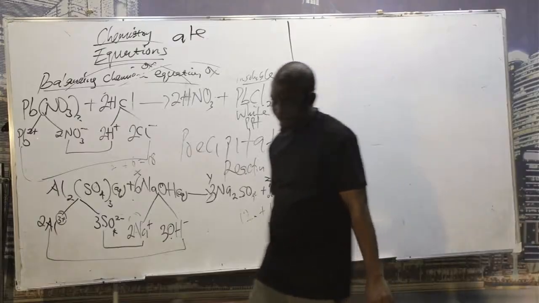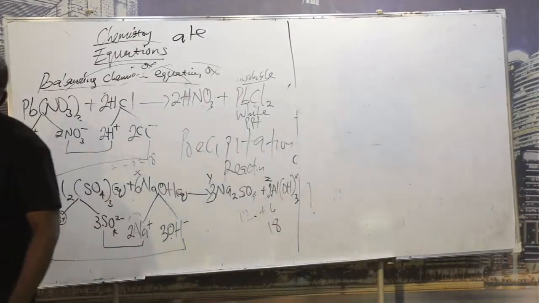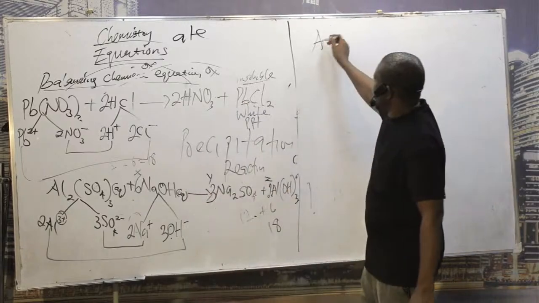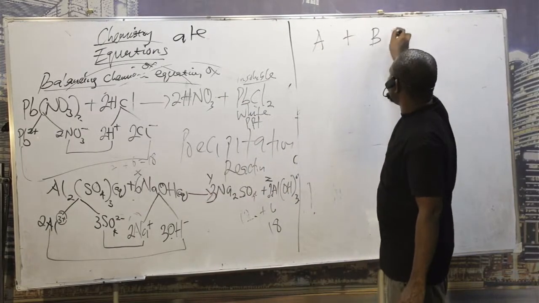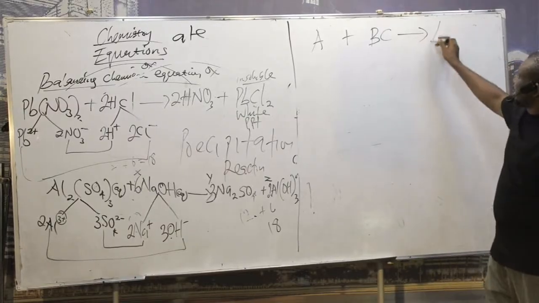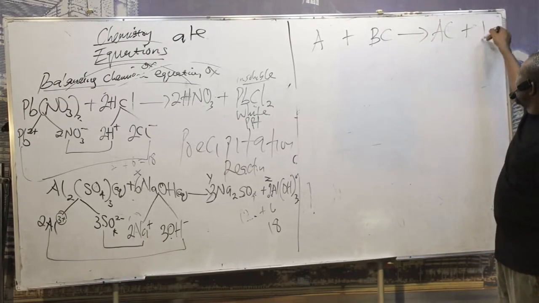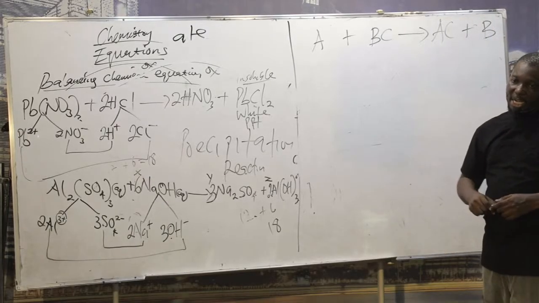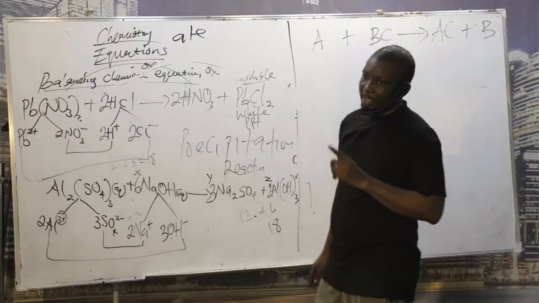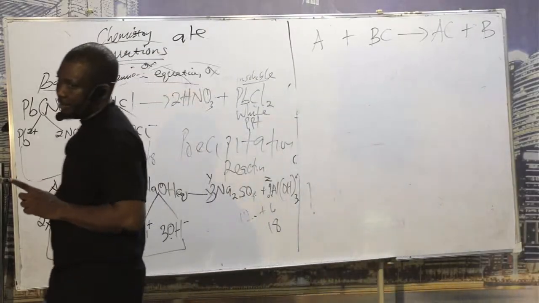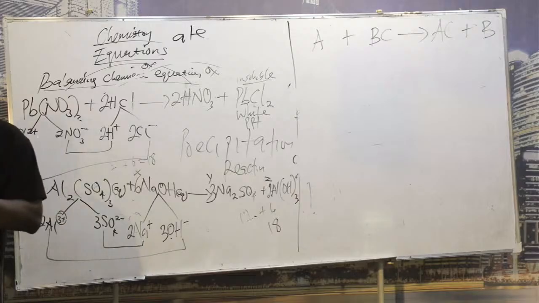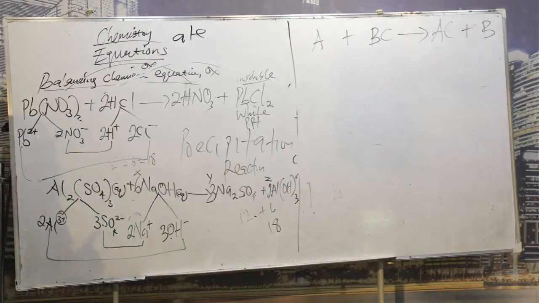Single. If you see a single displacement reaction, you see something like A plus BC, and then you now see AC and then B. If the reaction is singly displaced, the only species that is displacing the other here is A. B was not given an opportunity to displace anybody.